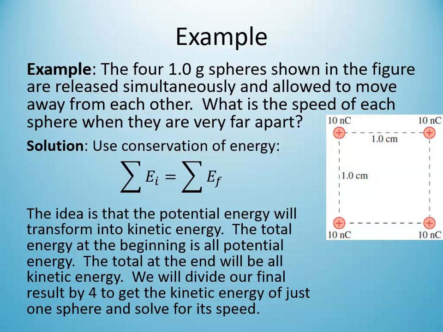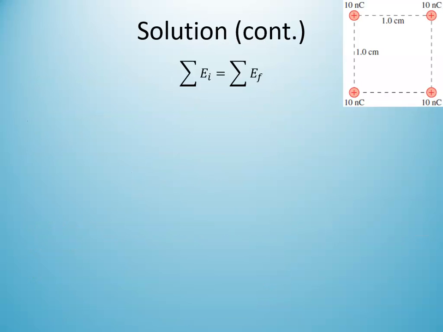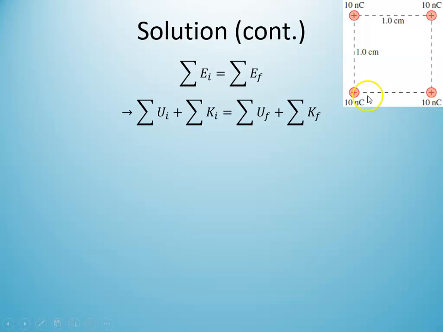So, what we'll do is we'll find, using conservation of energy, the final total kinetic energy, divide that by 4, and then use that to solve for the speed. So here we go. What's the total energy initially? Well, it's equal to the total potential energy plus the total kinetic energy. What is it at the end? It's equal to the total potential energy plus the total kinetic energy.